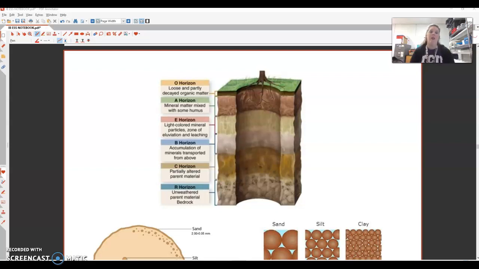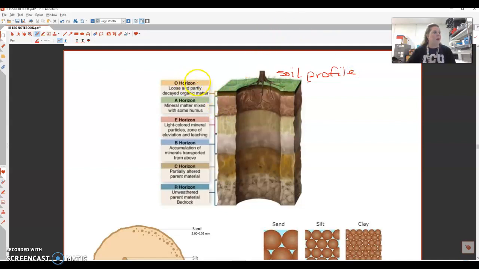Okay, so now we are going to move on to the properties of soil. Let's look at this picture right here together. This shows us the different layers that soil is found in. Now, we don't call them layers because we have to be fancy. We call them horizons. So this right here is what we call a soil profile.